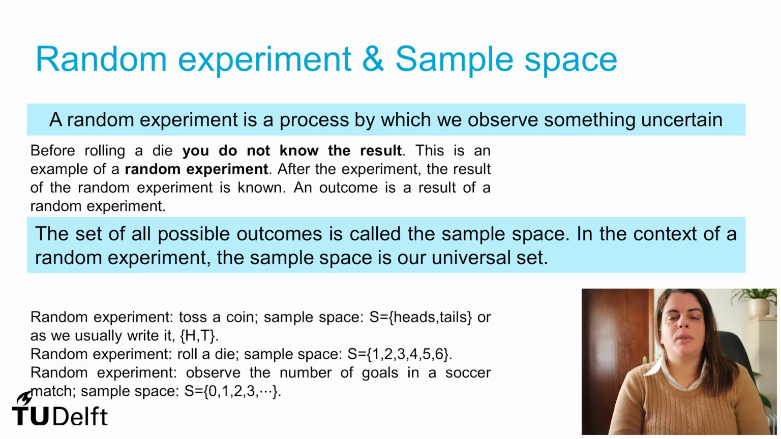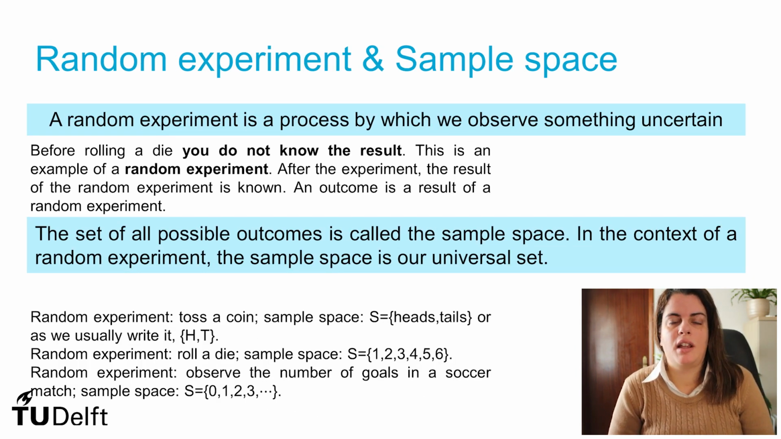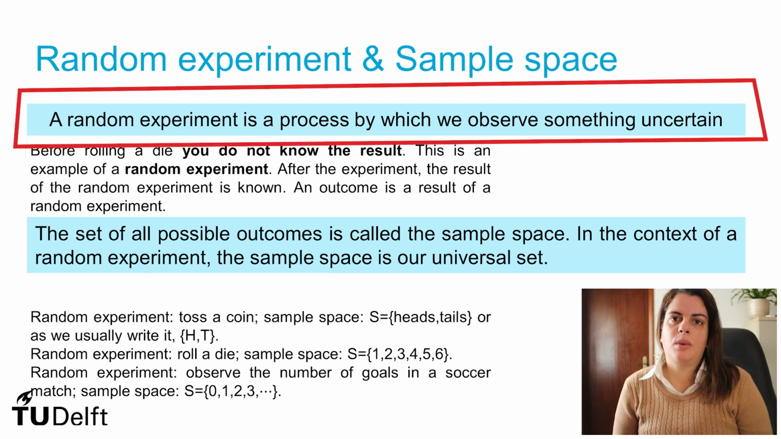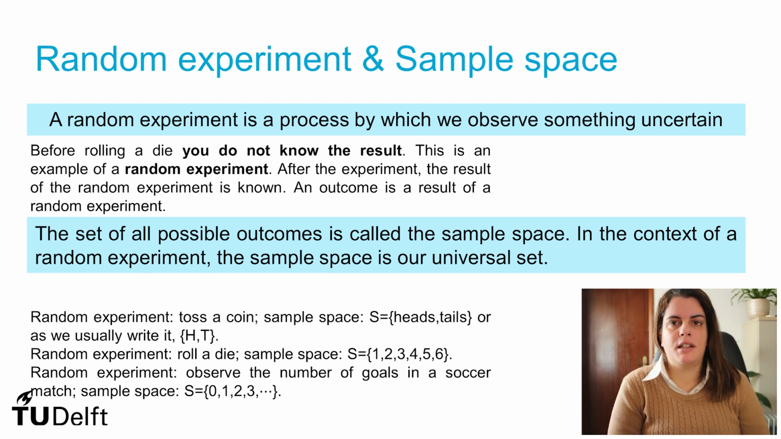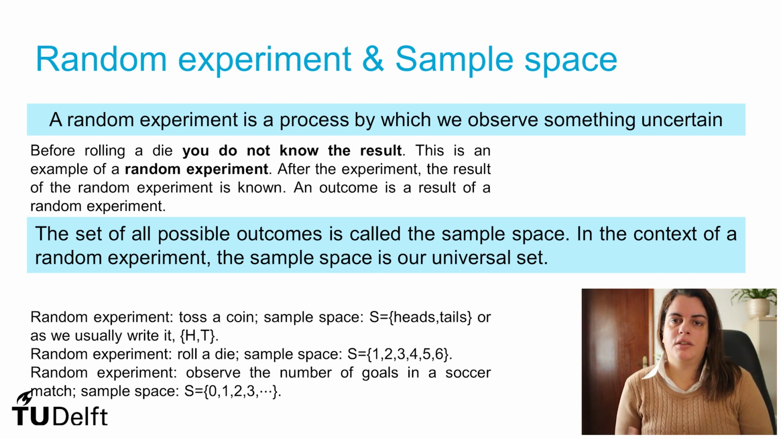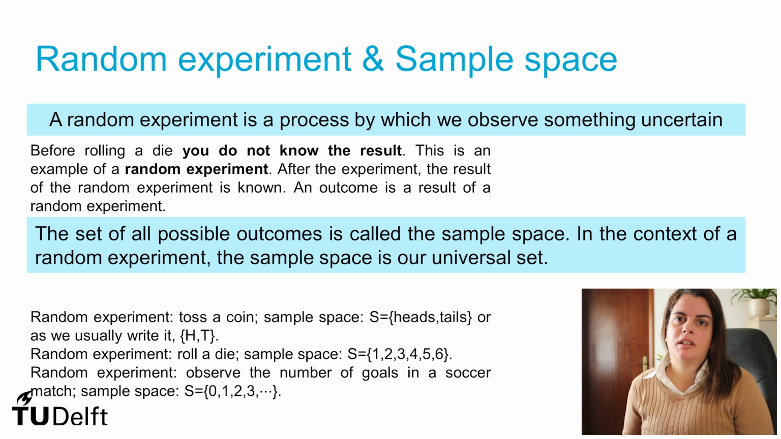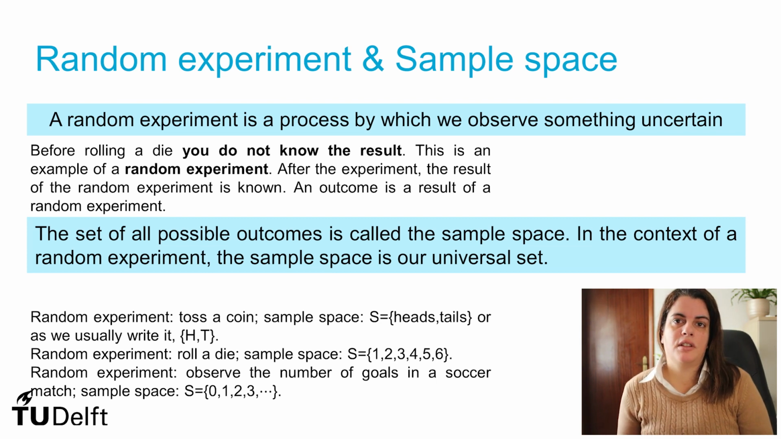So in the real world, we have the concept of random experiment. And what is a random experiment? Well, it's a process by which you observe something that is random. Before you roll a dice, you do not know the result of it. So that's an example of a random experiment. But random experiments have something special about them. You do not know what will come out, you do not know the outcome of them, but you know what can happen. So you know the range of possibilities of results, of possible outcomes.